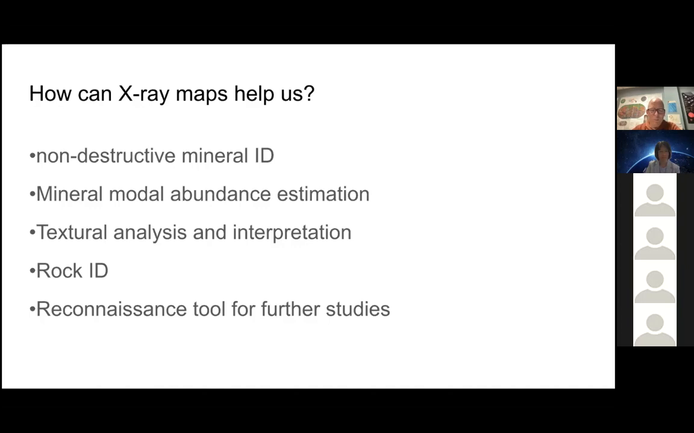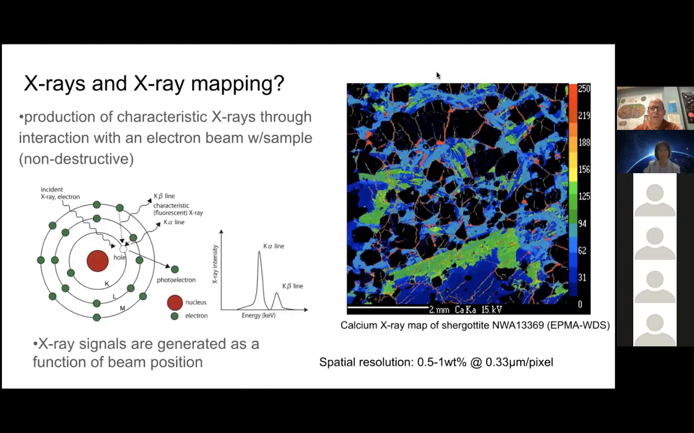One of the other really important uses of these X-ray maps is they serve as a reconnaissance tool for further studies. They show us either anomalous features within a sample or previously unseen minerals due to their size that allow us to better understand how samples like this form. So here's where you get really the 2-cent tour of X-rays and X-ray mapping.